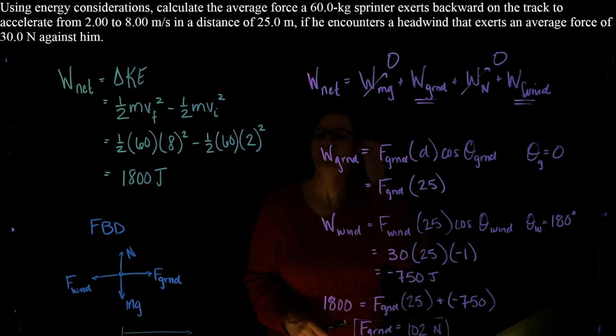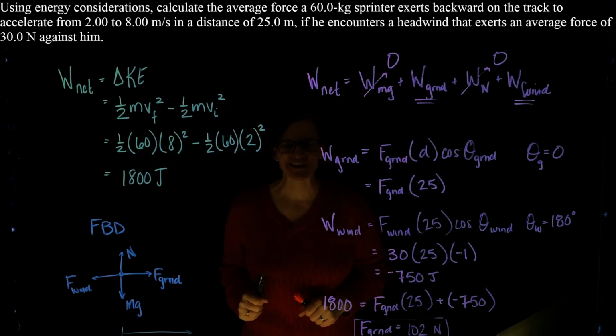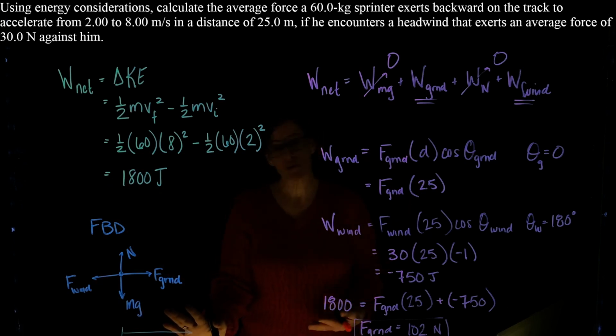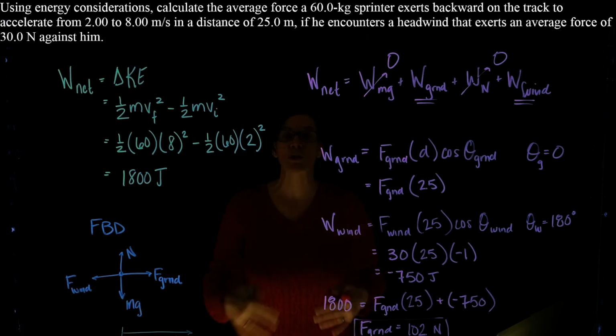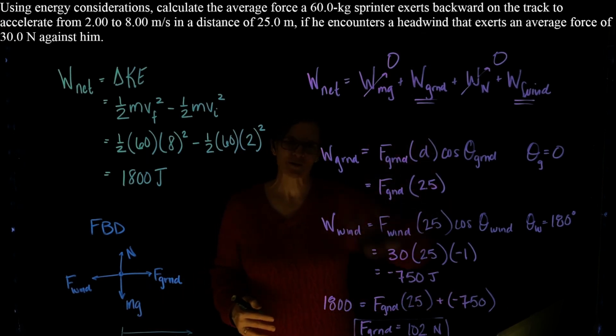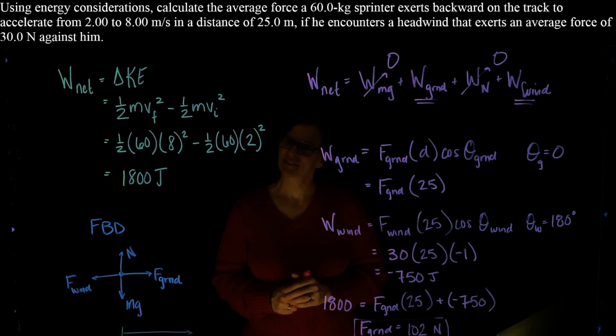All right, so recognizing that the net work is what's causing that change in energy, that net work is caused by all the forces acting on the object and the work that they do, two of which do 0. Determine what those works are by the other two, and we can solve for our force. All right, good job.